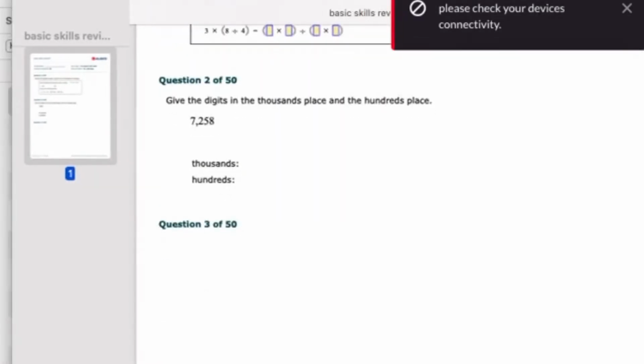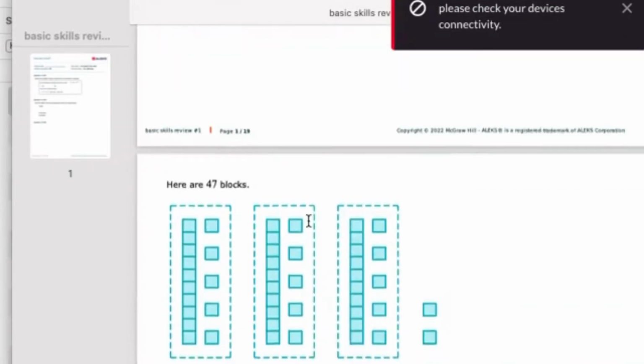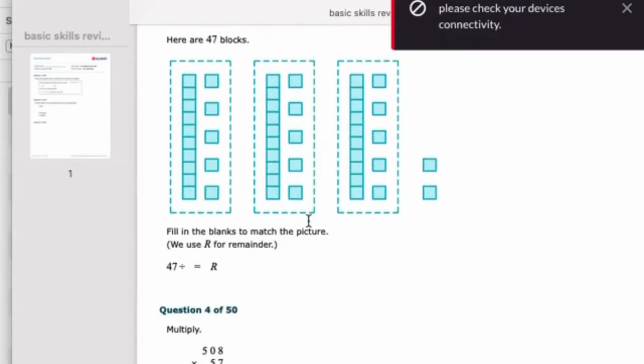All right, so question number 2. It says give the digits. Now these, I'm not going to do all of these for you. I'm only going to do the ones that I think you're going to have issues with, because a lot of these, you have the answers in the back and you can check. Okay, it says fill in the blanks to match the picture. So what are we dividing 47 by?